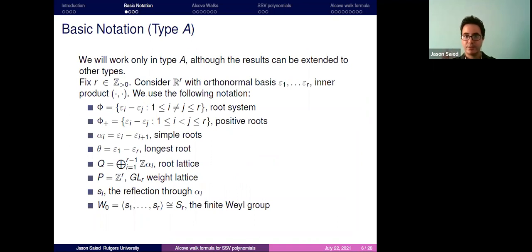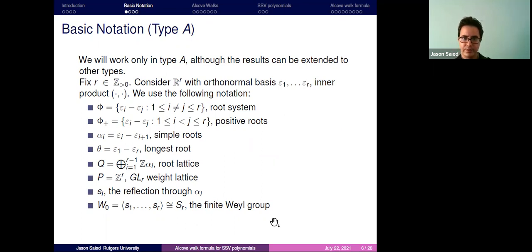So first, let me just throw up the usual notation. I'm sure you've all seen this 100 times today. So we'll only work in type A. So we'll fix some positive integer r corresponding to GL_r. We have R^r being our Euclidean space with orthonormal basis, the epsilon_i, and our inner product is this round bracket. I won't read all the notation to you because you've seen it already.